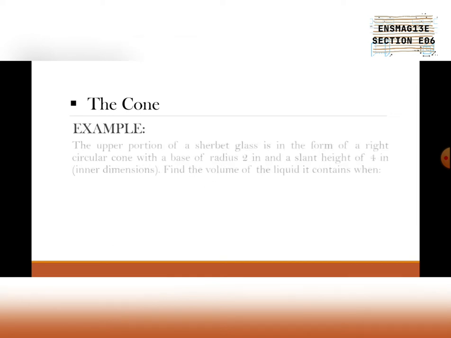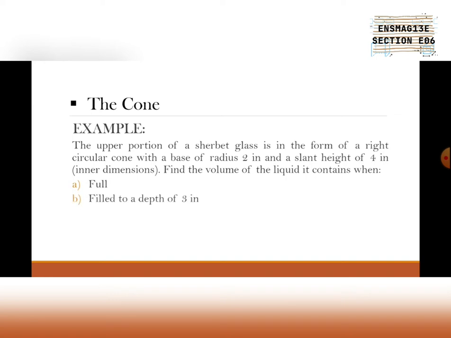Let's take this one as an example. The upper portion of a sherbet glass is in the form of a right circular cone with a base radius of 2 inches and a slant height of 4 inches. Find the volume of the liquid it contains when it is full. It is filled to a depth of 3 inches.